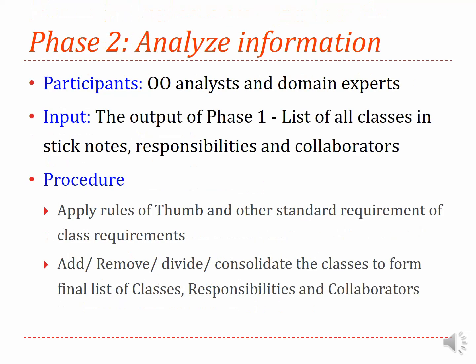Next one is phase 2, analyze information. Once brainstorming is complete, the collected information is carefully reviewed, duplicate classes are removed, similar classes are merged, and very large classes are divided into smaller cohesive classes. The final objective is to produce a clean set of analyzed classes, each having clear responsibilities and appropriate collaborators.